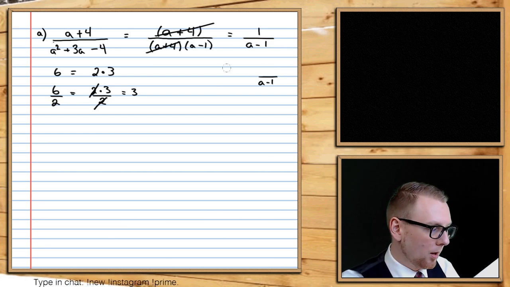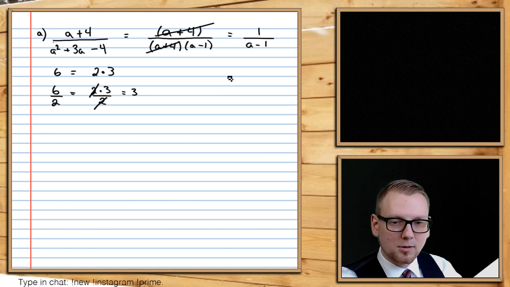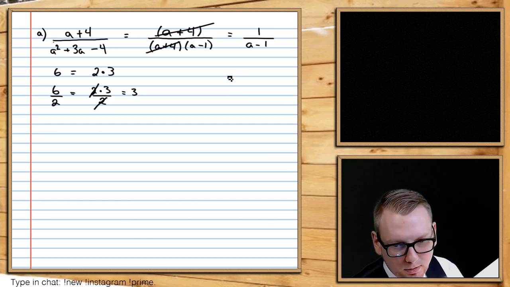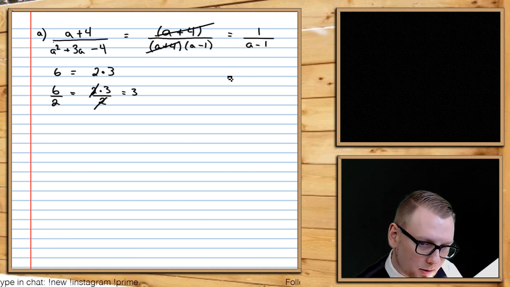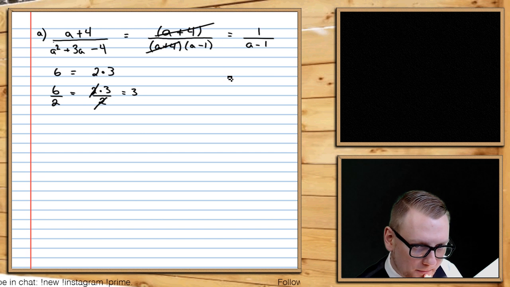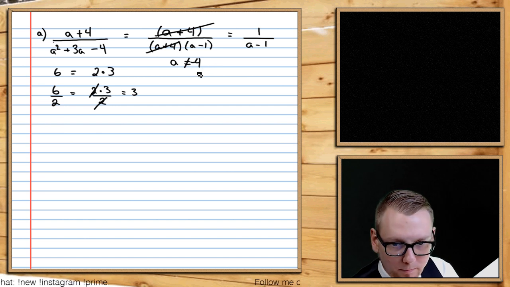Yeah, okay. So there's still the one thing about the restrictions on this. You got one of them right, but the other one not so right. A can't be minus 4, which was right.